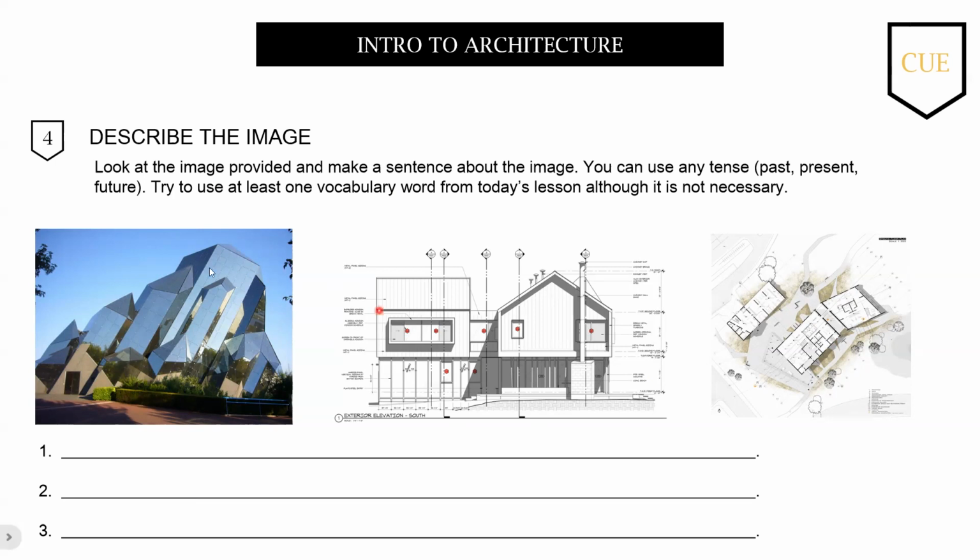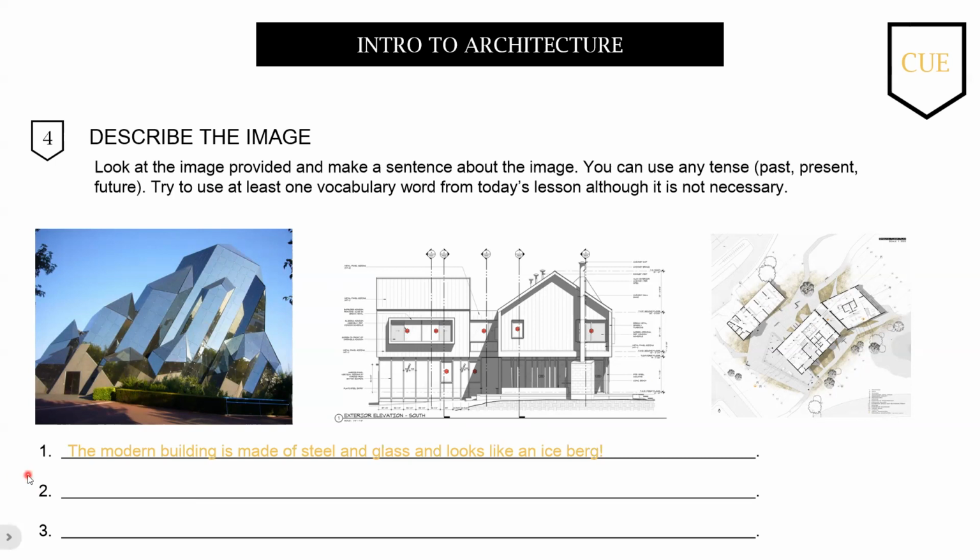Okay, we are back. Let's look at picture number 1. A sentence I made for this picture could be, the modern building is made of steel and glass and looks like an iceberg. Okay.